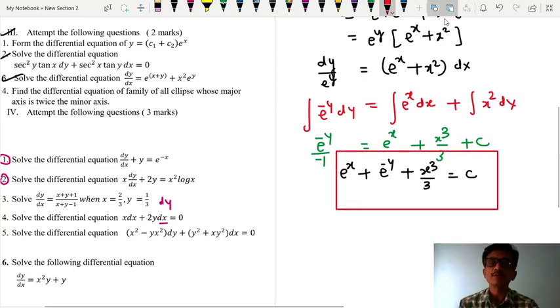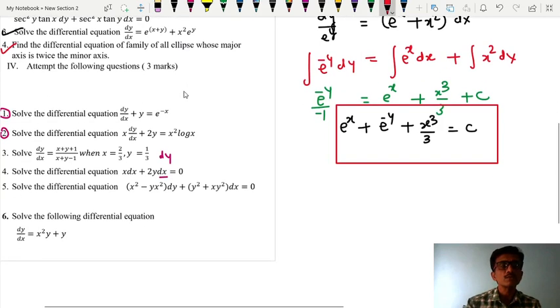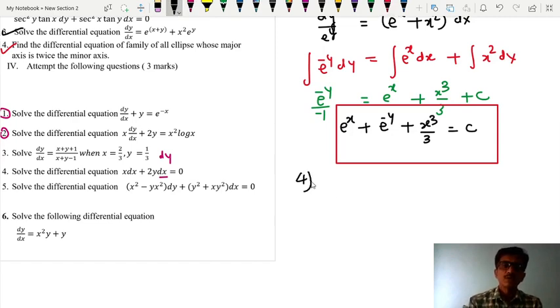Next question we attempt, the fourth question. Find the differential equation of the family of ellipses whose major axis is twice the minor axis. We have to form the differential equation of the family of ellipses whose major axis is twice the minor axis.